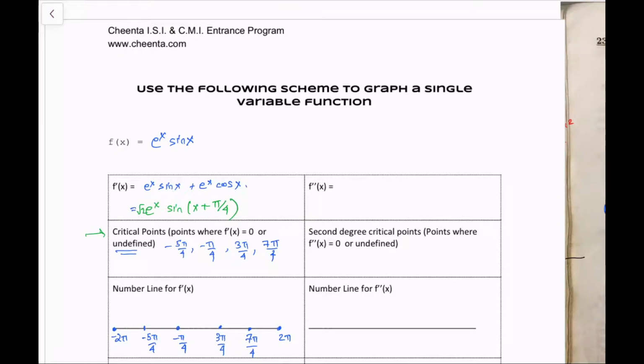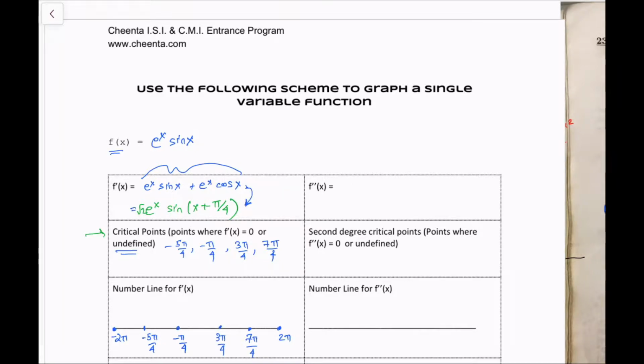Hello. So we were working on a graphing problem and we started to graph this function f of x equals e to the x times sine x. In the last video, if you have not watched it, you should. We computed the first derivative, and not only that, we converted this first derivative into this particular form, which is more useful for our purpose.